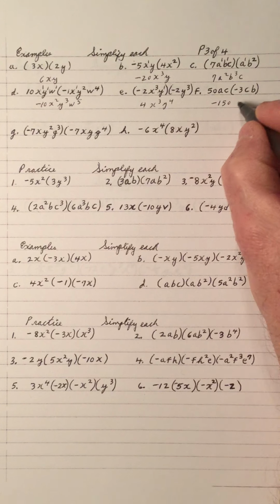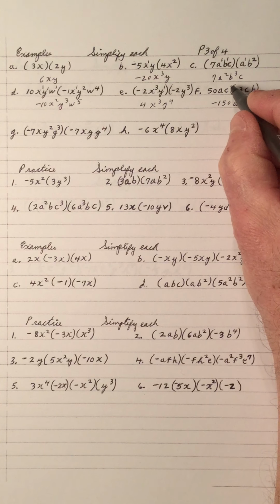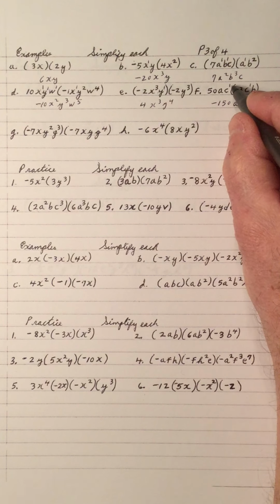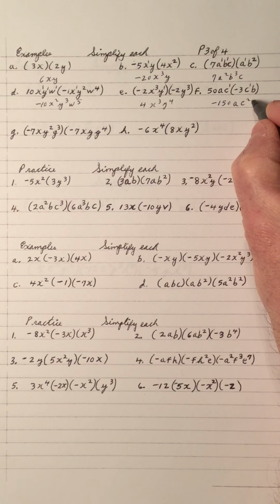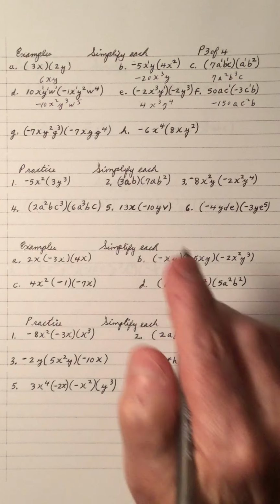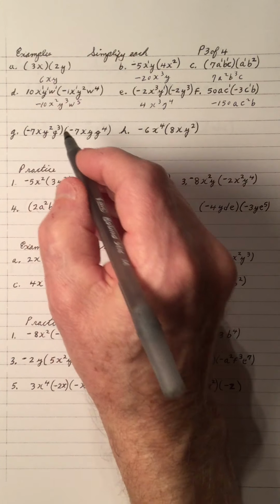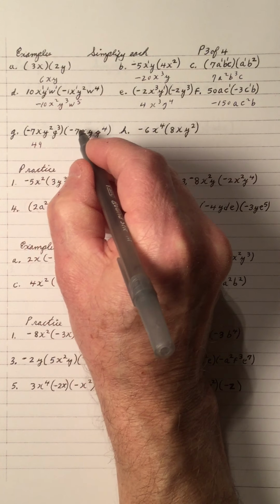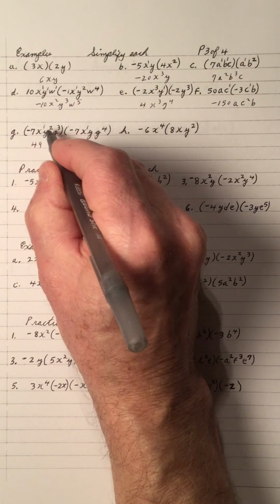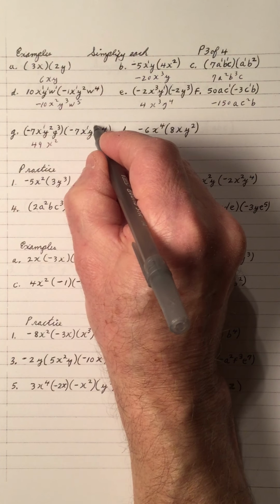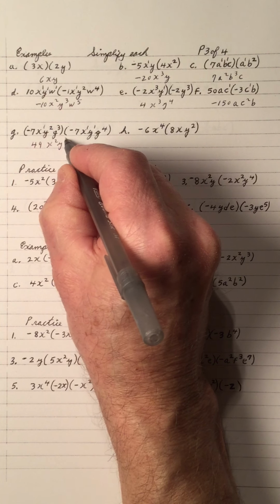We have an a here, but no a there, so a doesn't change. We have a c to the 1 and a c to the 1, so that's c squared because we add 1 and 1. We have no b, so the b doesn't change. G, multiply these two. Negative 7 times negative 7 is 49. And we got an x to the 1 and an x to the 1, which makes x squared. We add. We got y squared and a y to the 1, so that's y cubed.